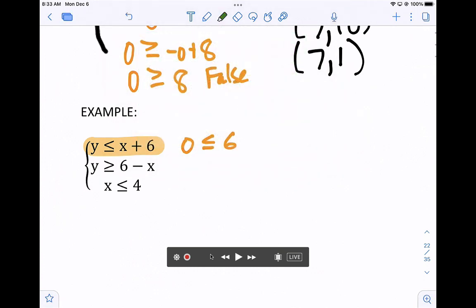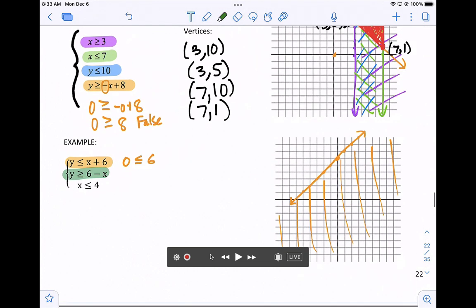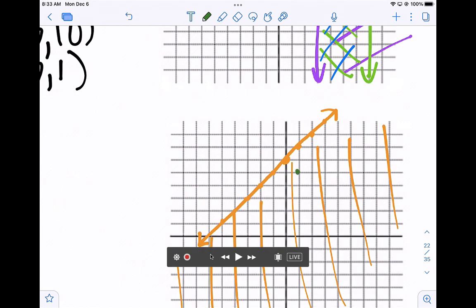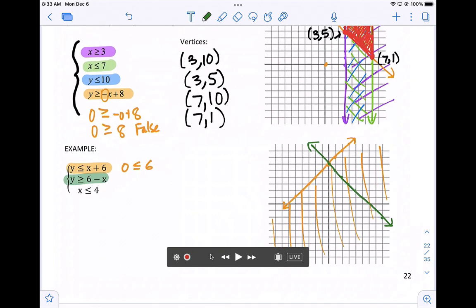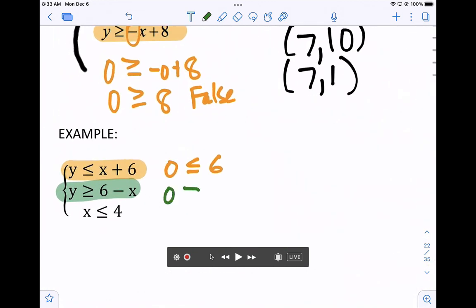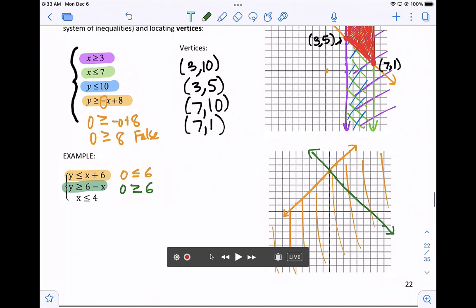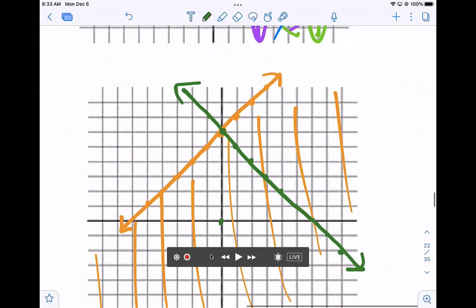inequality. Y is greater than or equal to 6 minus x. So again, the y-intercept is 6, but this time the slope is negative 1. So we're going to go down 1 over 1 in each direction. And again, pick a point, test, and shade. So I'll test 0, 0 again. Is 0 greater than or equal to 6 minus 0? And that's false. So right here is 0, 0. So we're going to shade the other side of the line that's already shaded. So we're looking at this region right here.